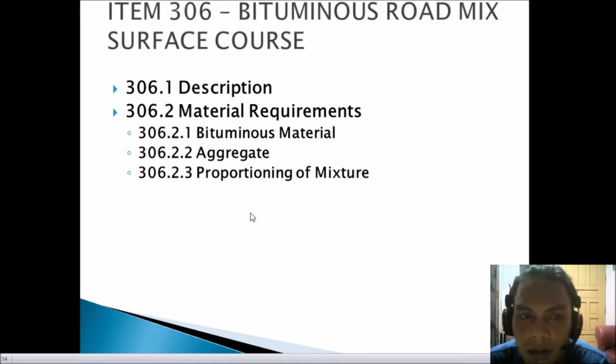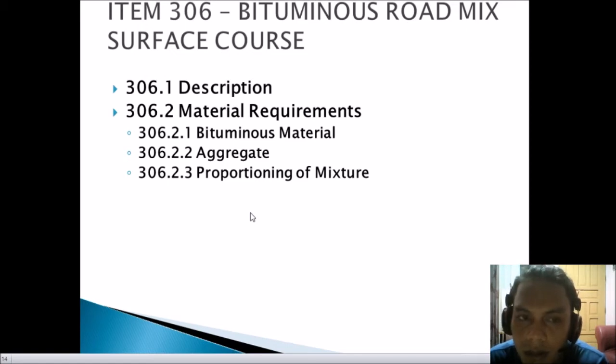So next is 306.2, materials requirements. Under the bituminous materials, which is 306.2.1, the bituminous material shall be either rapid curing cutback, medium curing cutback, or emulsified asphalt, whichever is called for in the bill of quantities.